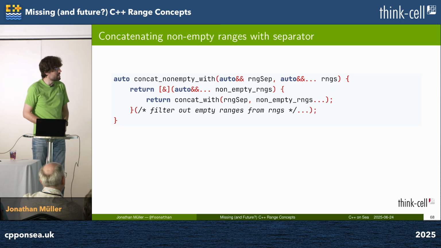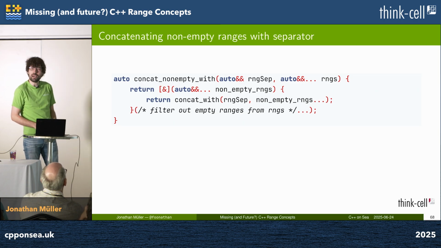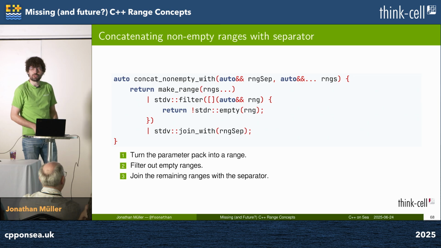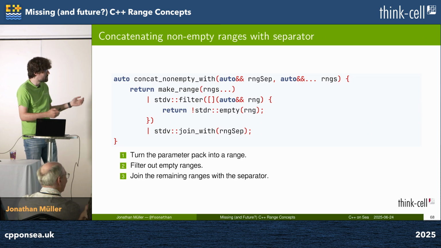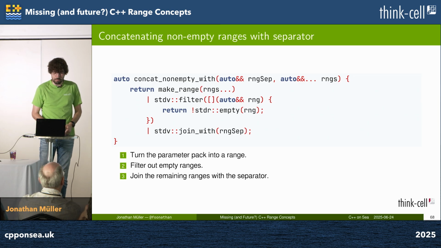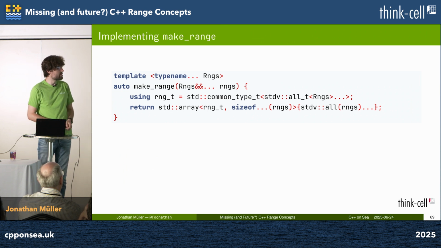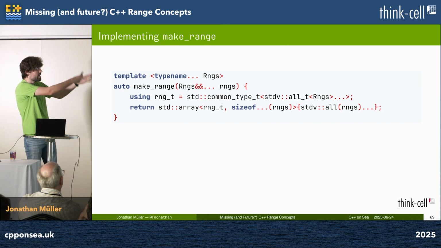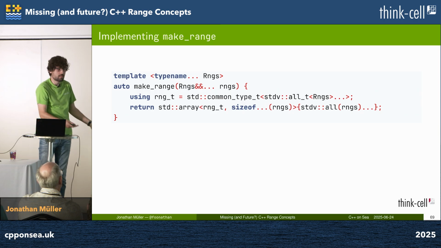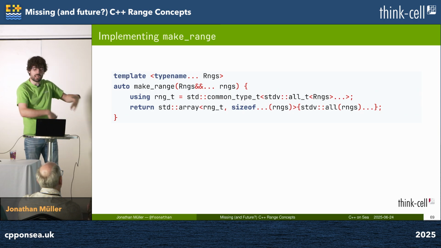But another colleague was like, yeah, but this is kind of ugly. Can't you make this work? So I spent a lot of time making this work. Let's begin with make range. This was the implementation of make range when I started. We just take all the ranges and turn them into a std array. So this just turns a pack into a range, and then we can iterate on it.